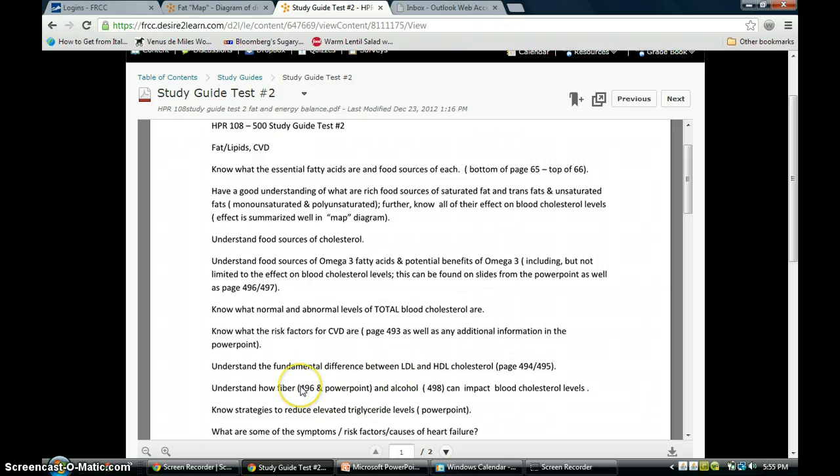How do fiber and alcohol, what kind of impact do they have on cholesterol levels? So remember, soluble fiber, what does it do? Alcohol, also very specific potential interaction with the fat in the blood, specifically on the HDL. So you're going to want to look at that.